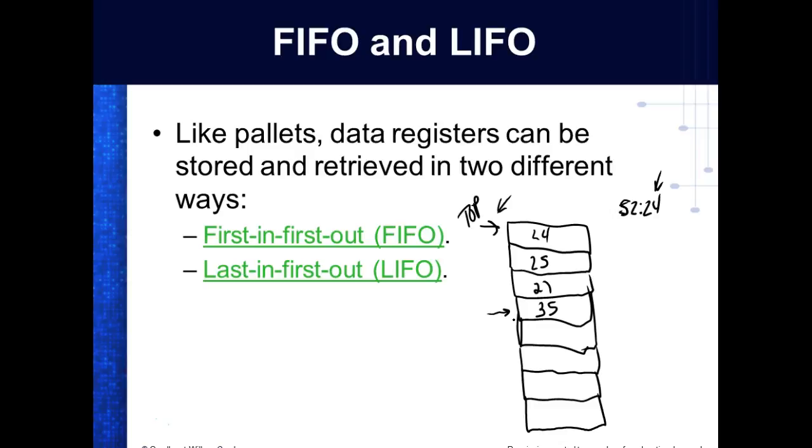Make sense? So this was the first in. If I use a FIFO, then the first in would be the first out. LIFO would be last in, first out. Does this make sense?